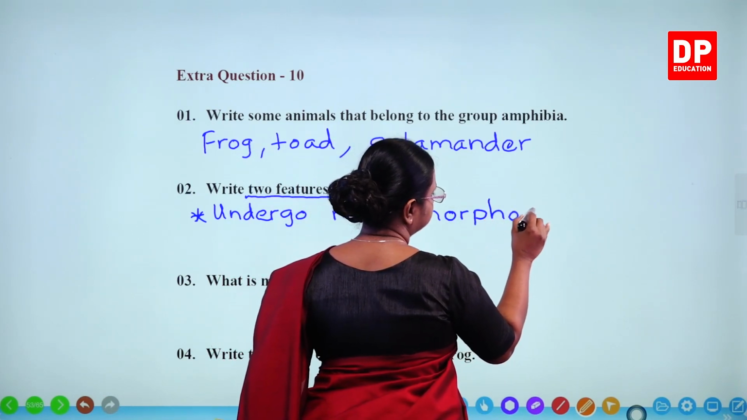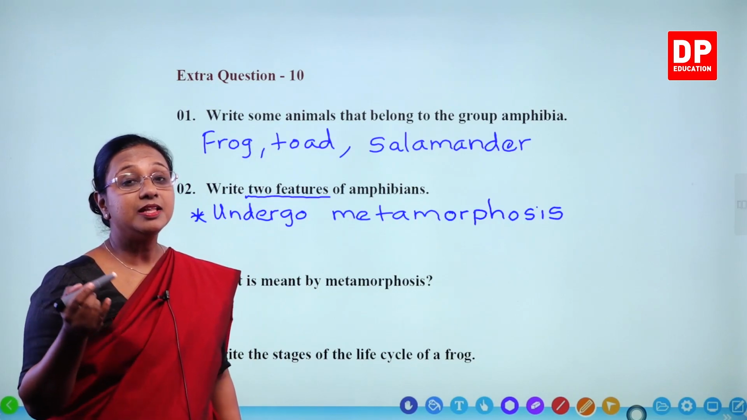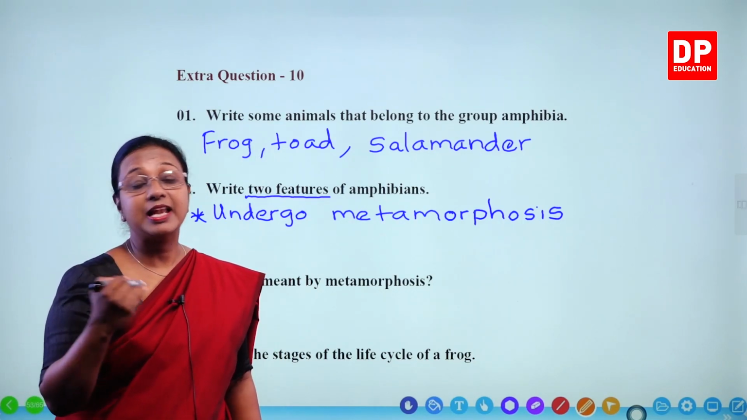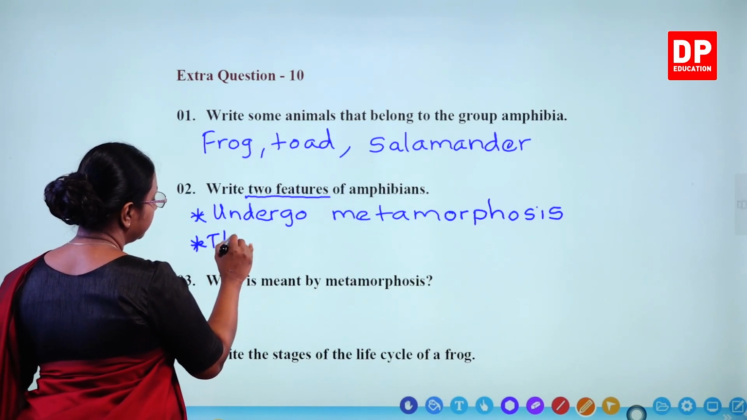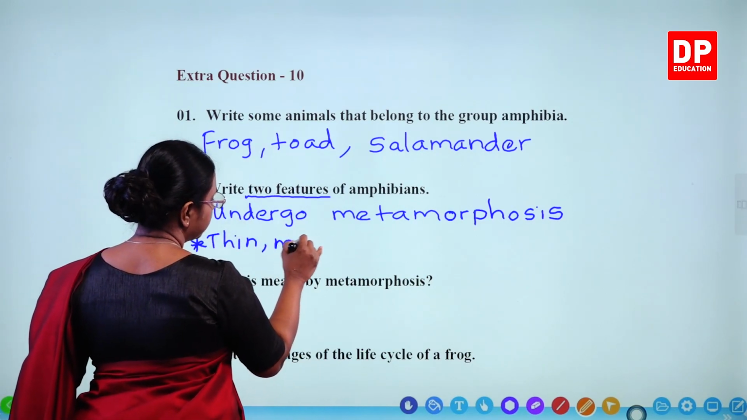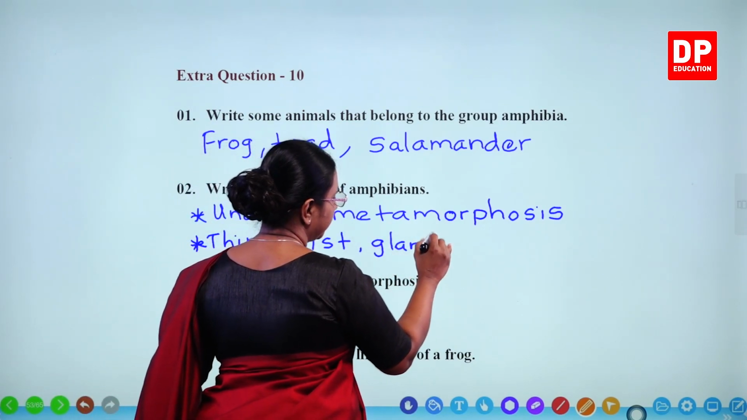Metamorphosis. What else? They have a thin, moist, glandular skin.